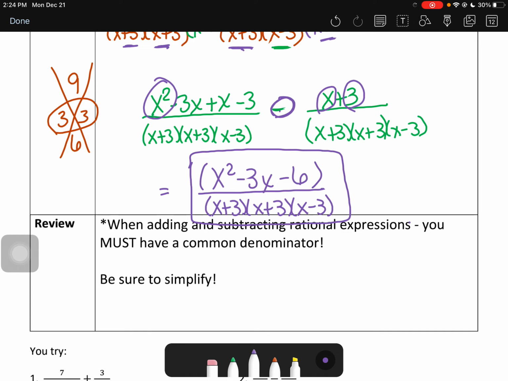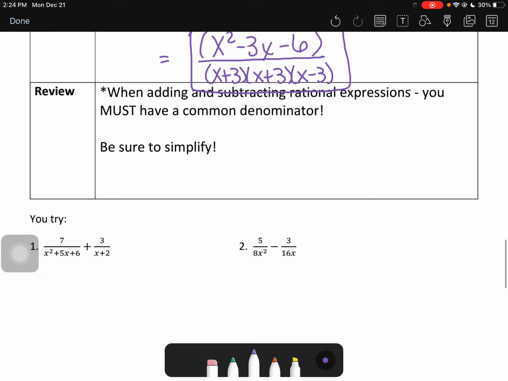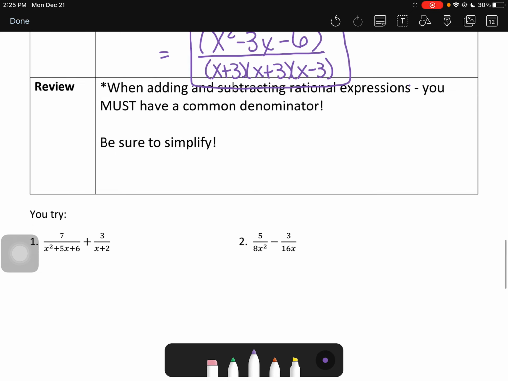So when adding and subtracting rational expressions, you must have a common denominator and then be sure to simplify. So when you're starting on problem number 1, make sure to factor first, and then you will use those factors to find your common denominator. And number 2, we can find our common denominator between 8x squared and 16.